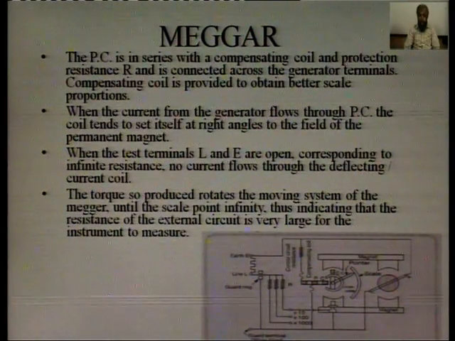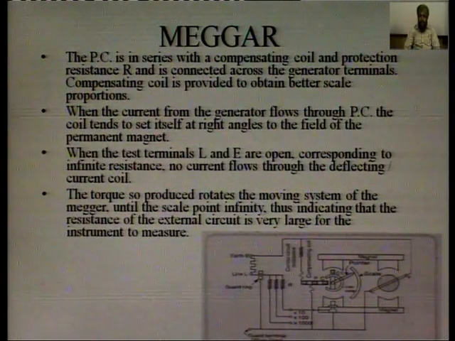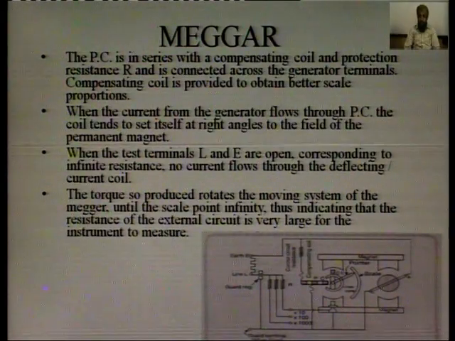The pressure coil is in series with the compensating coils and protection resistance R, and is connected across the generator terminals. Compensating coil is provided to obtain better scale proportions. When the current from the generator flows through the pressure coil, the coil tends to set itself at right angle to the field of the permanent magnet.